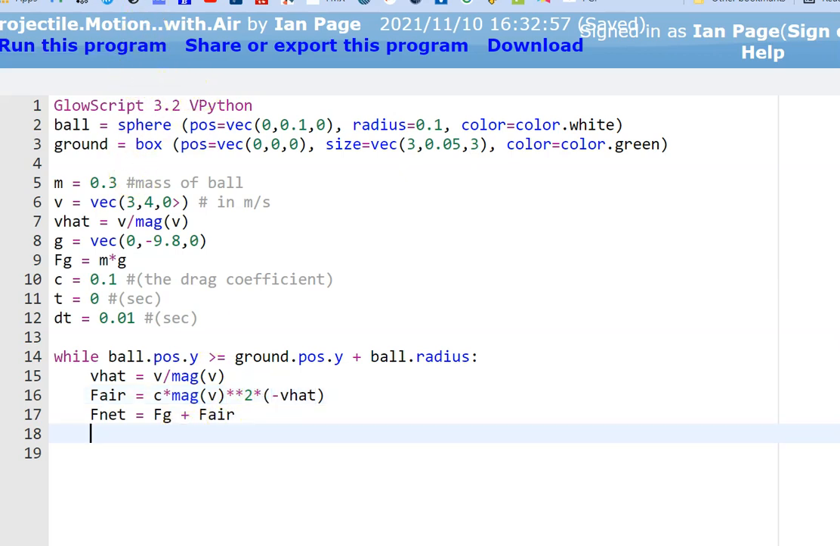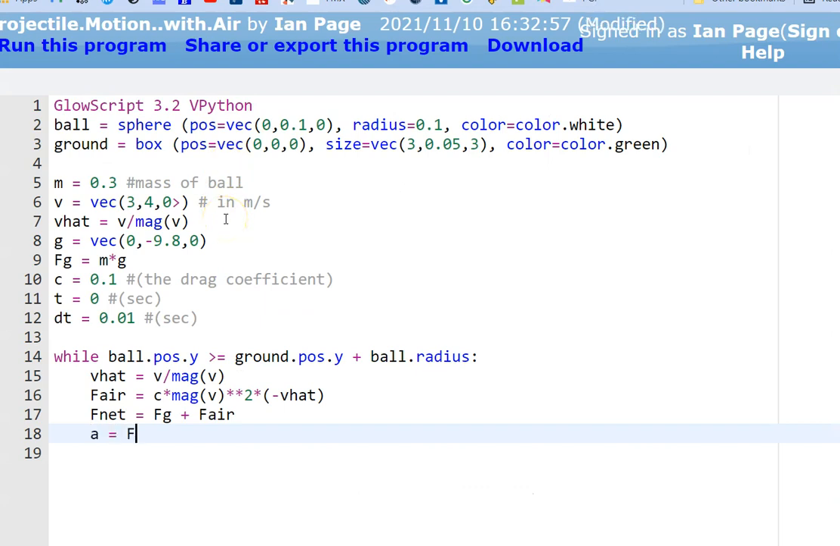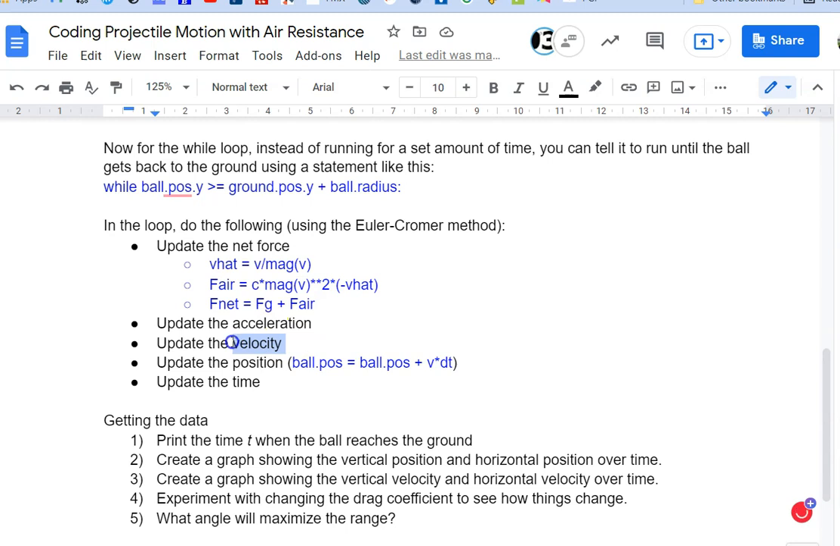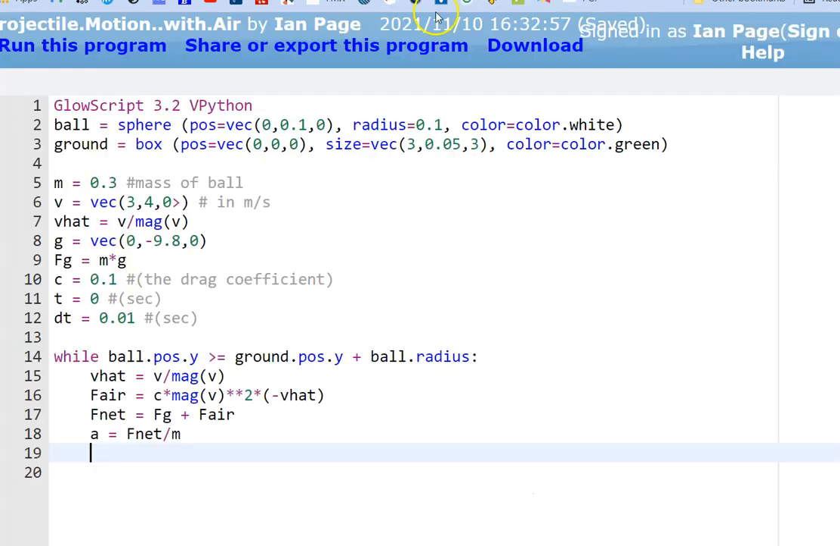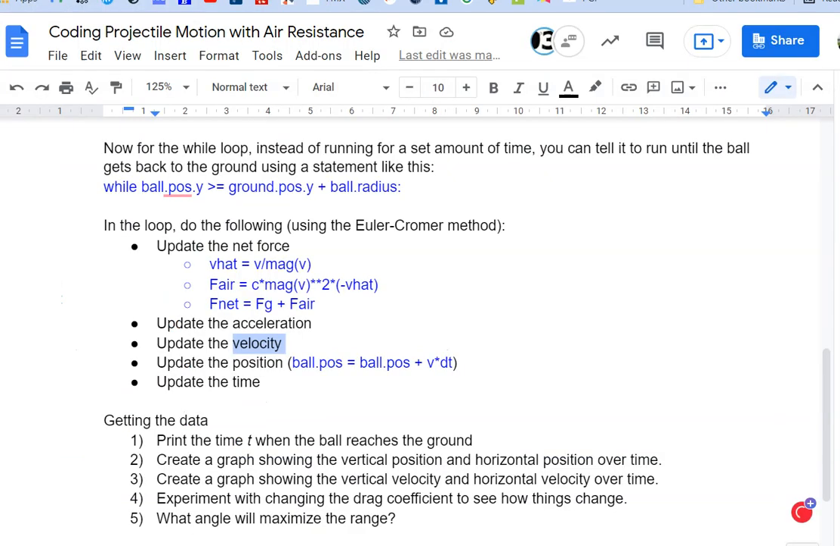Well, we need to update the acceleration, right? So we'll update the acceleration by using a equals F net divided by mass. That's how we calculate acceleration using Newton's second law. Next thing we need to do is update the velocity. So we're going to be using the Euler-Cromer method. The new velocity will be the old velocity plus a times dt. Remember, a times dt is a chunk of area under that acceleration time graph, which gives you a change in velocity.